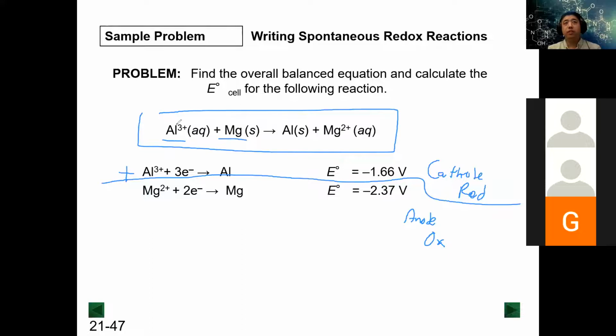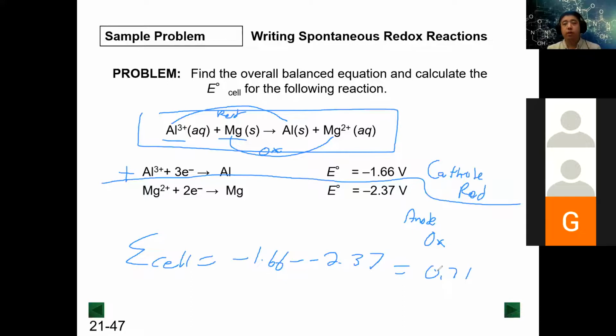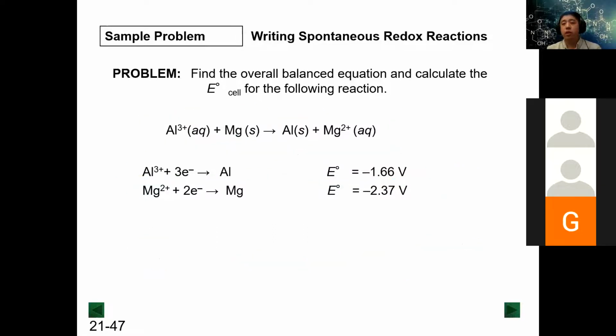So if we look up here, it makes sense. This is undergoing reduction, right? Fits perfectly. This is undergoing oxidation. So it fits perfectly in our picture here. All right. With that said, let's calculate E cell, just the value of E cell. This is your negative 1.66 minus negative 2.37, which gives you positive 0.71. And it shows it's a spontaneous reaction because this is a positive value. Okay. Can everyone see that? Any questions? All right. I'm going to go ahead and clear the screen real quick.